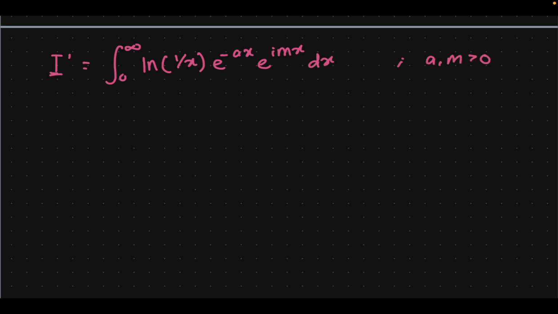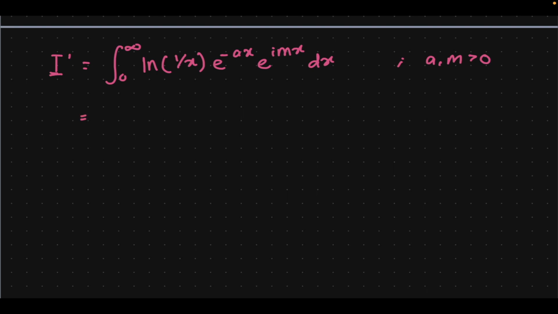I'm going to make this video as a sort of exploration again. This means we won't really jump into calculating the integral directly, but rather start from a more general point of view. So let's say I prime is the integral from 0 to infinity of natural log of 1 over x, e to the minus ax, e to the i mx dx. I'm going to take a and m to be real and positive numbers.